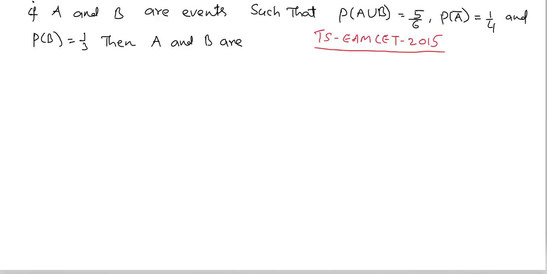If capital A and capital B are events such that P of A union B is equal to 5 by 6, P of A bar is equal to 1 by 4 and P of B is equal to 1 by 3, then A and B are dash. This is TS EAMCET 2015 question.